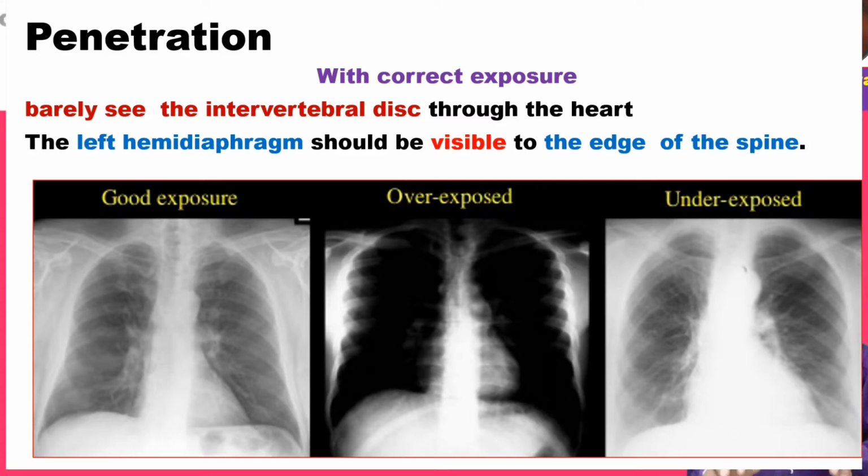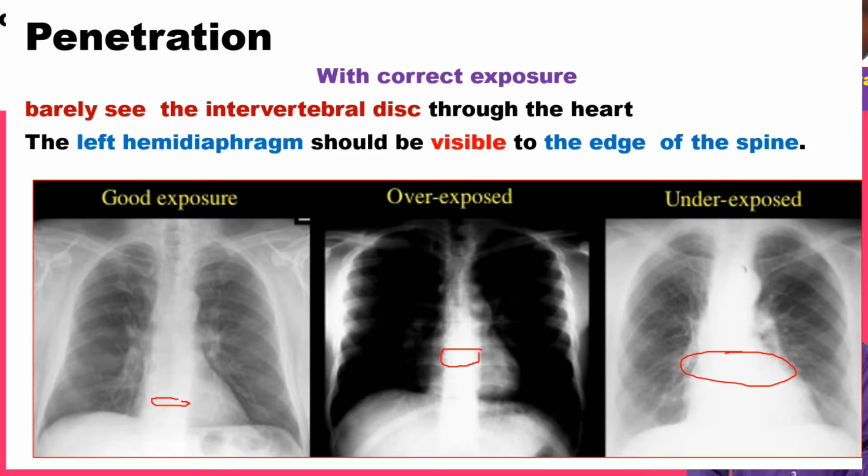And guys, this is very important: penetration of the X-ray. As you can see, there are 3 pictures: one with good exposure, an overexposed picture and an underexposed picture. And how can we establish whether this is a good or bad picture? In a good exposure, the intervertebral disc margins are barely seen through the heart. While in the other picture you can see the intervertebral discs clearly through the heart, and there is no differentiation of the heart shadow and the intervertebral disc.